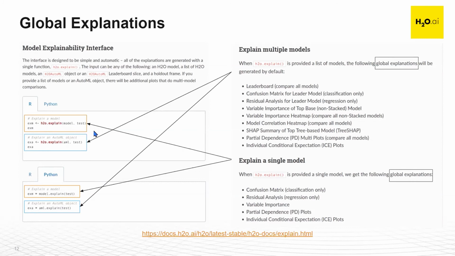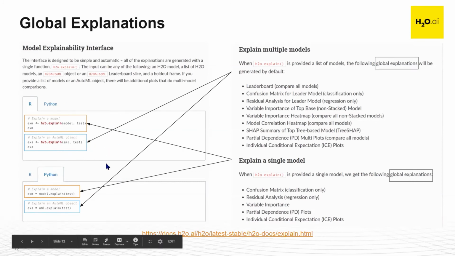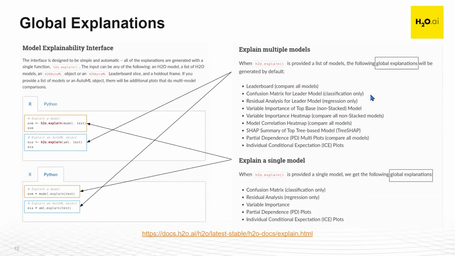Sometimes you actually want to compare multiple models from H2O, for example the whole set of models from AutoML. You can also do that. You can just pass the AutoML object into this explain function, and it will compare different models for you with the explanations. So that is how we do it with both R and Python. Mainly we want to highlight that we can explain either a single model or multiple models using the same API. And this is for the global explanations.